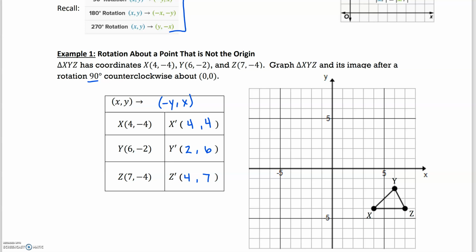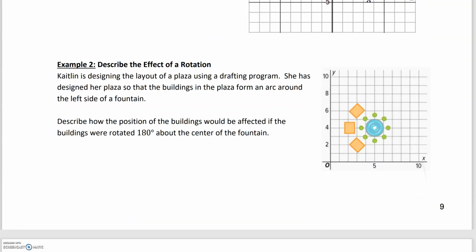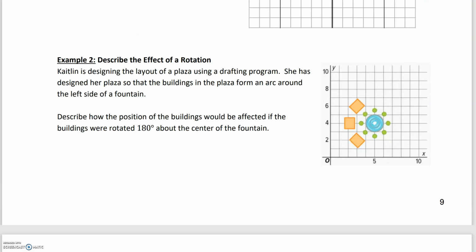So I can go ahead and plot 4, 4, 2, 6, and 4, 7. And then connect. Let me move my y out of the way. And there it is, rotated 90 degrees. So either patty paper and or the rule, either is an option.